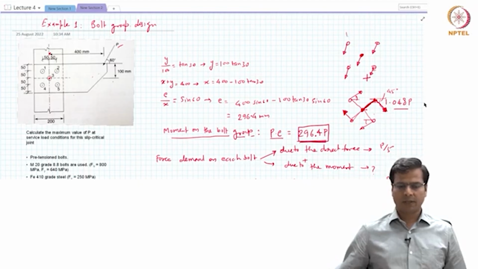Let's look at bolt 1. In bolt 1, direct force is in this direction. The force due to the moment is in this direction. So the net effect will be small because they will try to cancel each other out. They are almost in the opposite direction.